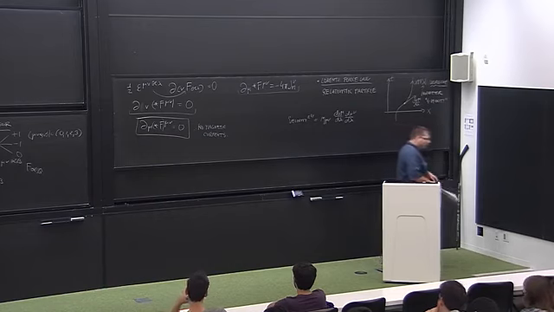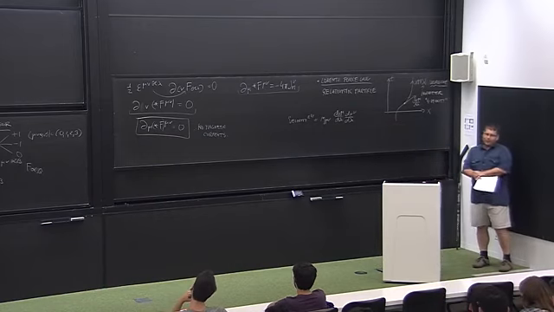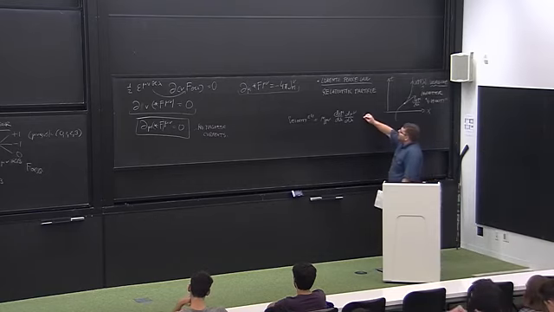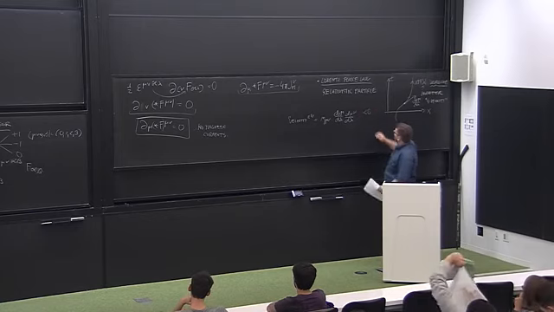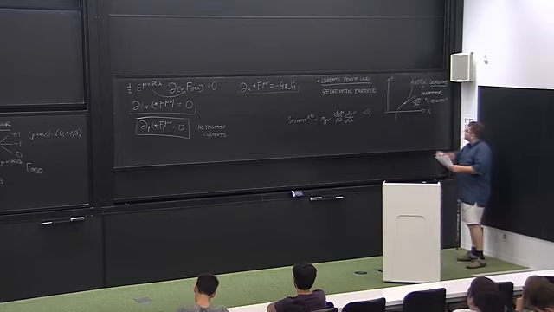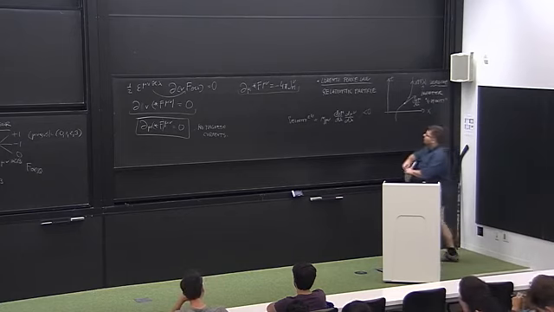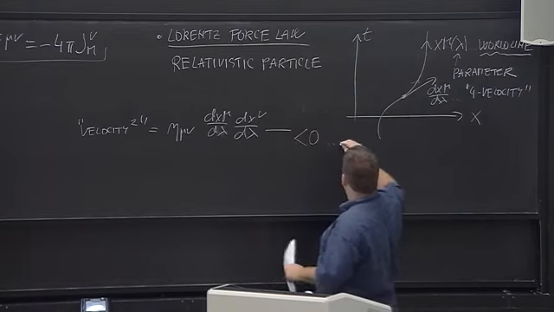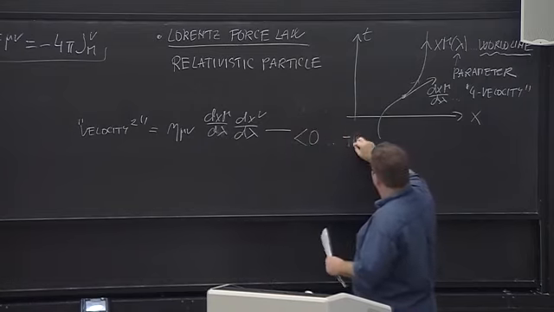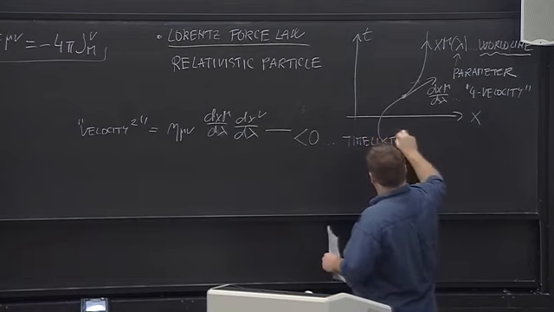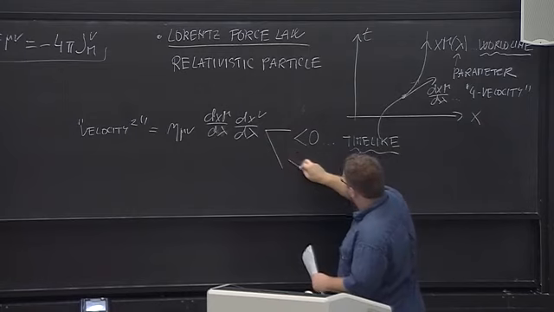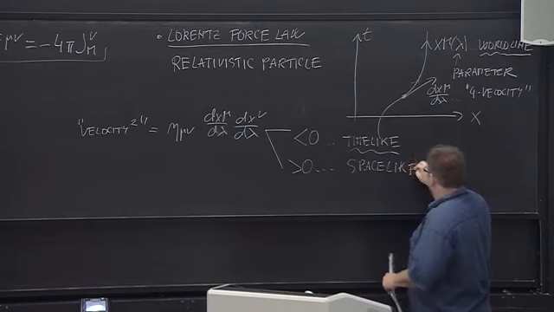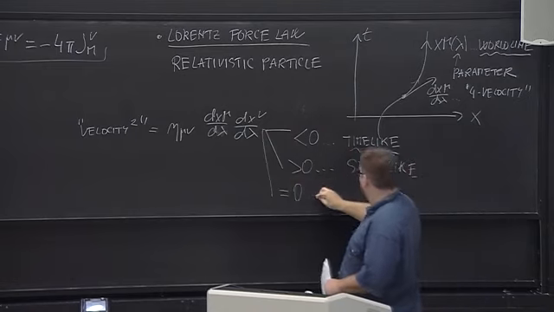And what is really important is whether that number is positive, 0, or negative. So we have three possibilities. If this number is smaller than 0, you would say that the trajectory is time-like at that point. If it's bigger than 0, you would say that the trajectory is space-like. And if it's equal to 0, you would say that it's null.